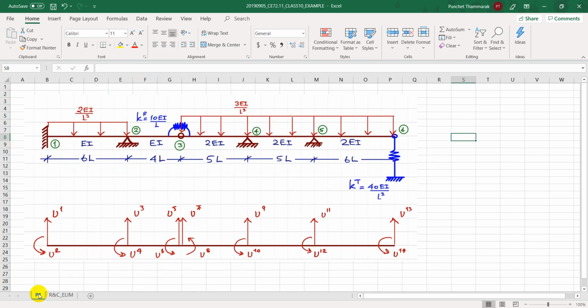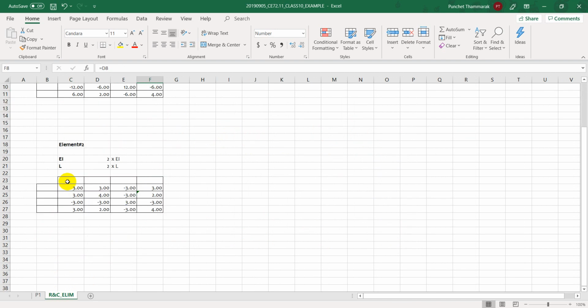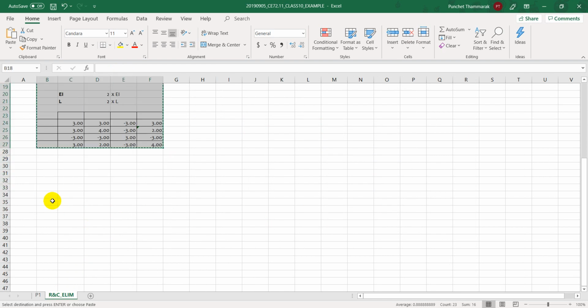So if we come back here, we have element number 1, number 2, number 3, number 4, number 5. We have 5 elements, so let's construct the stiffness matrix for all these 5. You'll see here for element number 1, this is 12 EI over L cubed, 6 EI over L squared, minus 12, and so on. I'll just be copying this down 5 times.